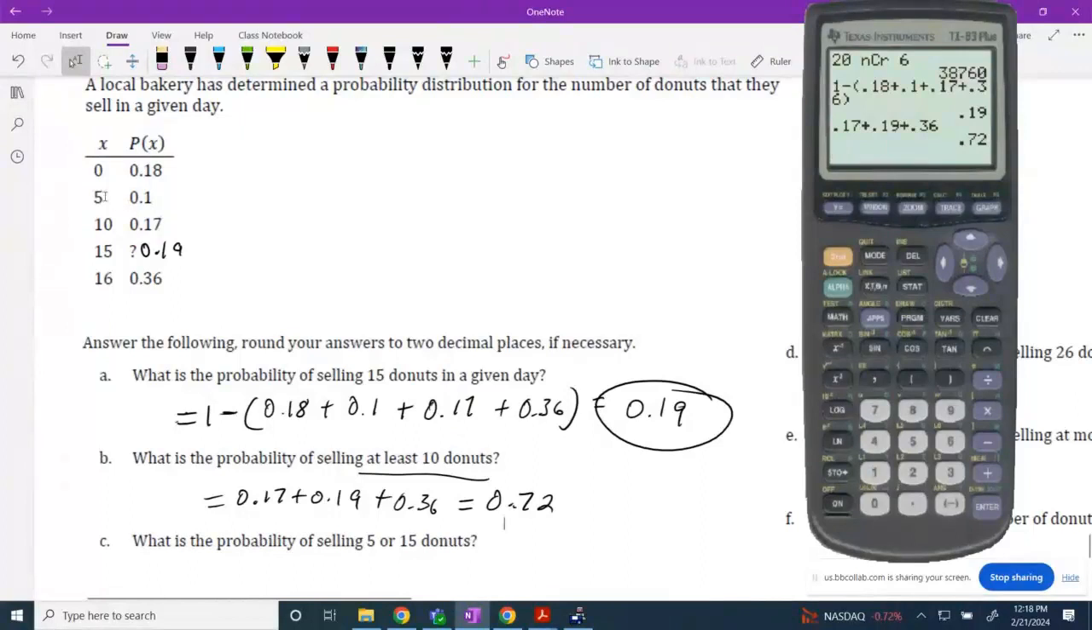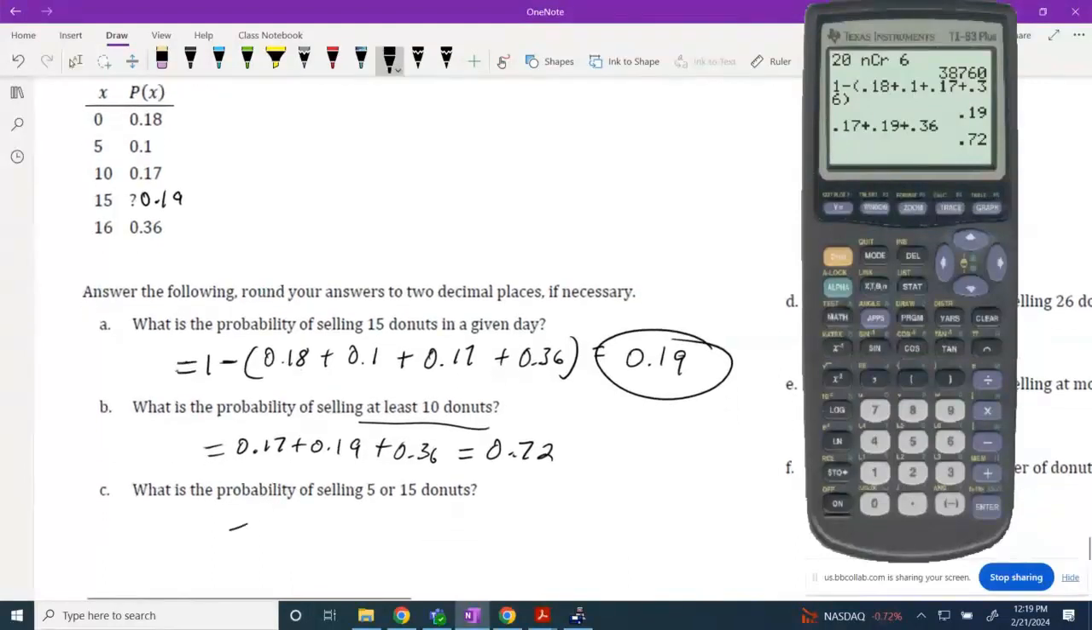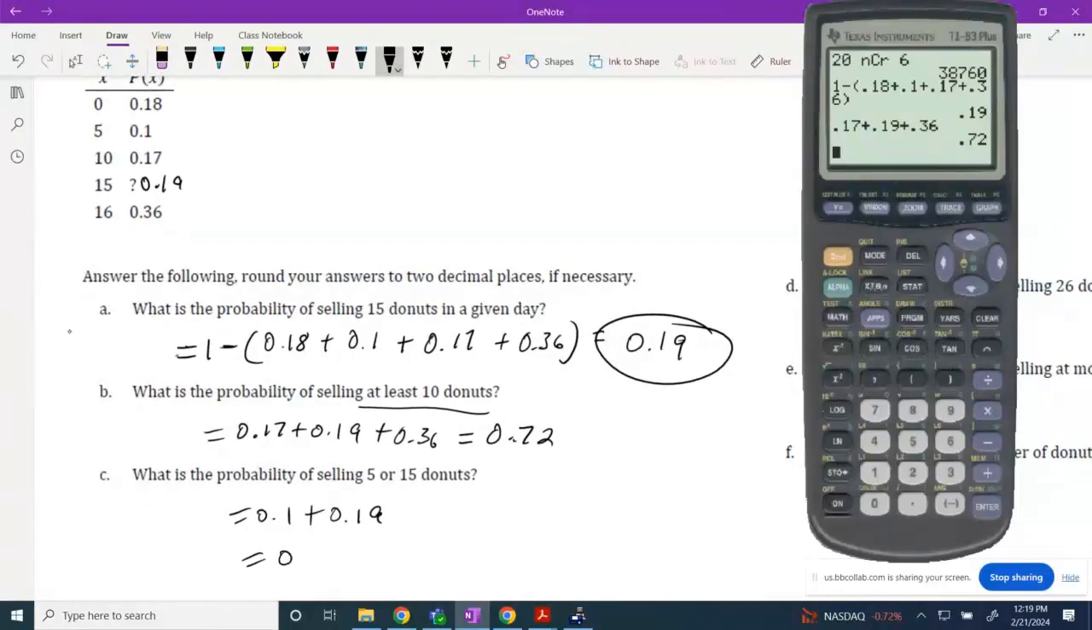But in this case, you're either going to sell 5 donuts or 15. It won't be 5 or 15 because, first of all, there is no probability for 5 or 15. And if you sell 15 donuts, you automatically have sold 5. So you just want to add the 5 and the 15. So that's 0.1 plus 0.19, which is 0.29.